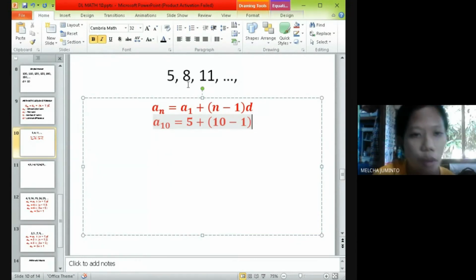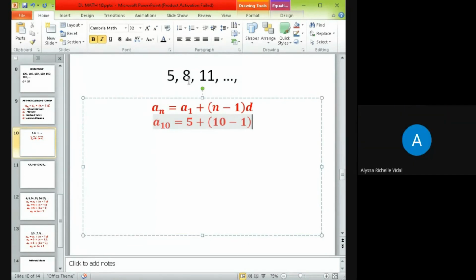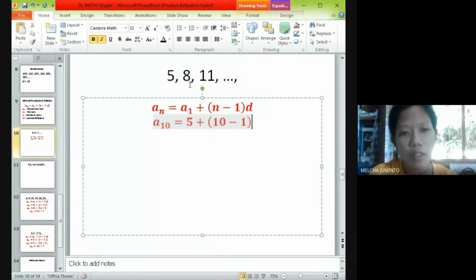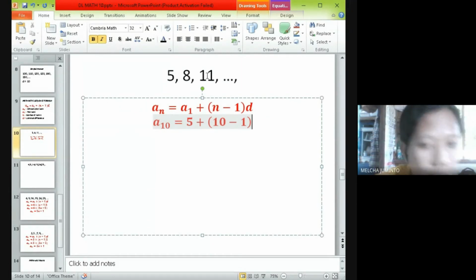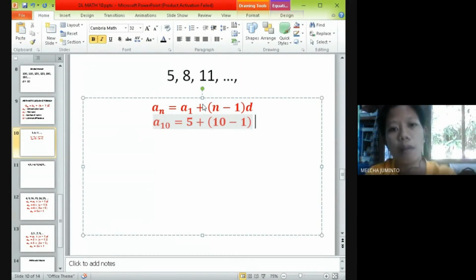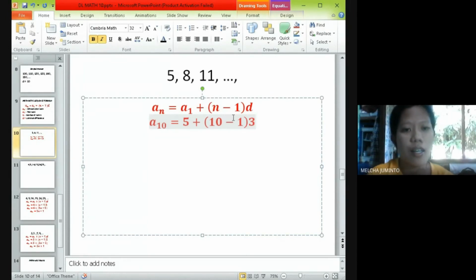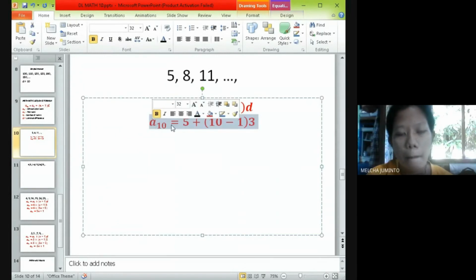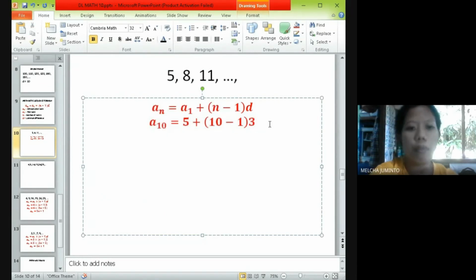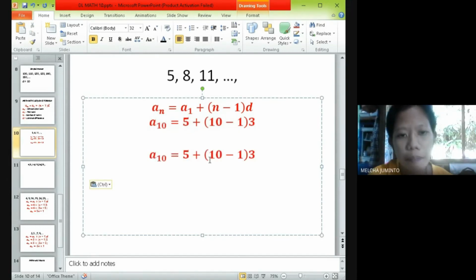And d can be obtained, obviously, from the sequence. What number is added to 5 to get 8? 3. And then what number is added to 8 to get 11? Also 3. Therefore, there is a common number being added repeatedly, which is 3. Therefore, d is equal to 3. Okay? You can notice here at this point that lahat ng nasa right side ng equation are all numbers, wala yung mga letters, mga variables. Meaning, we can now compute for a of n or a of 10.